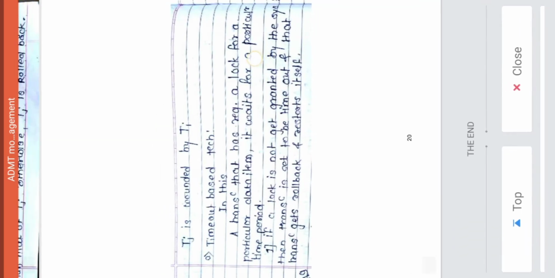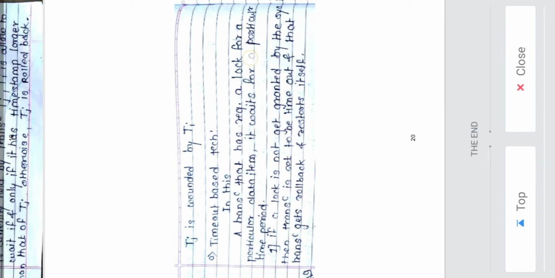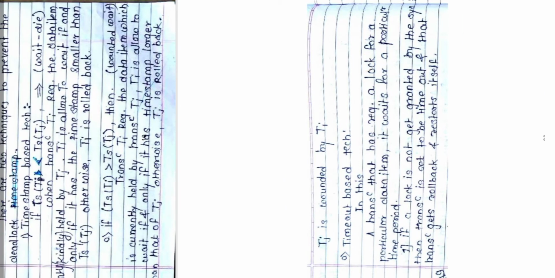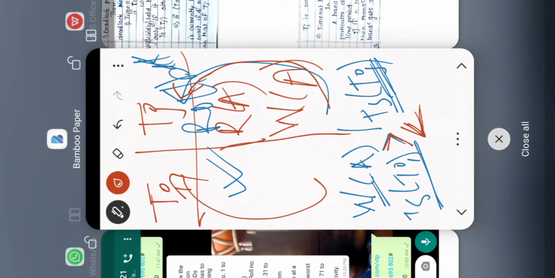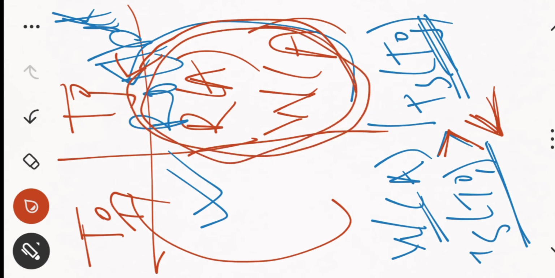you have one more, and this condition is called wound-wait, because this transaction Tj is wounded by transaction Ti. This transaction Tj will be wounded by transaction Ti. Why is it called wounded? Because the transaction Ti has a larger timestamp than the transaction Tj.